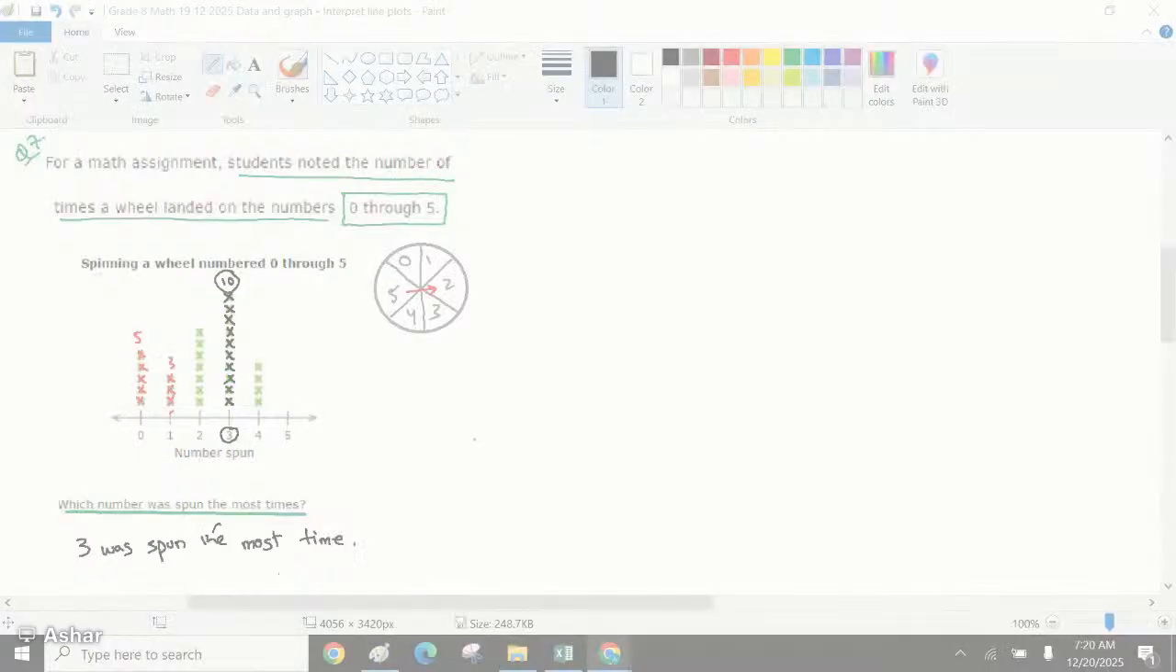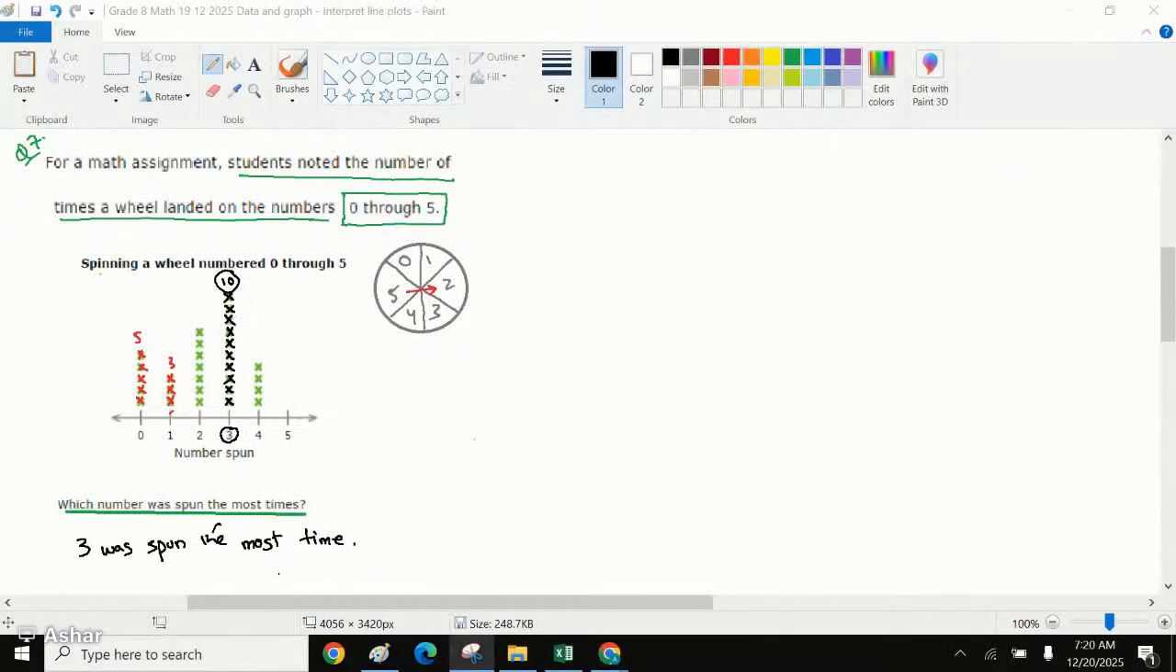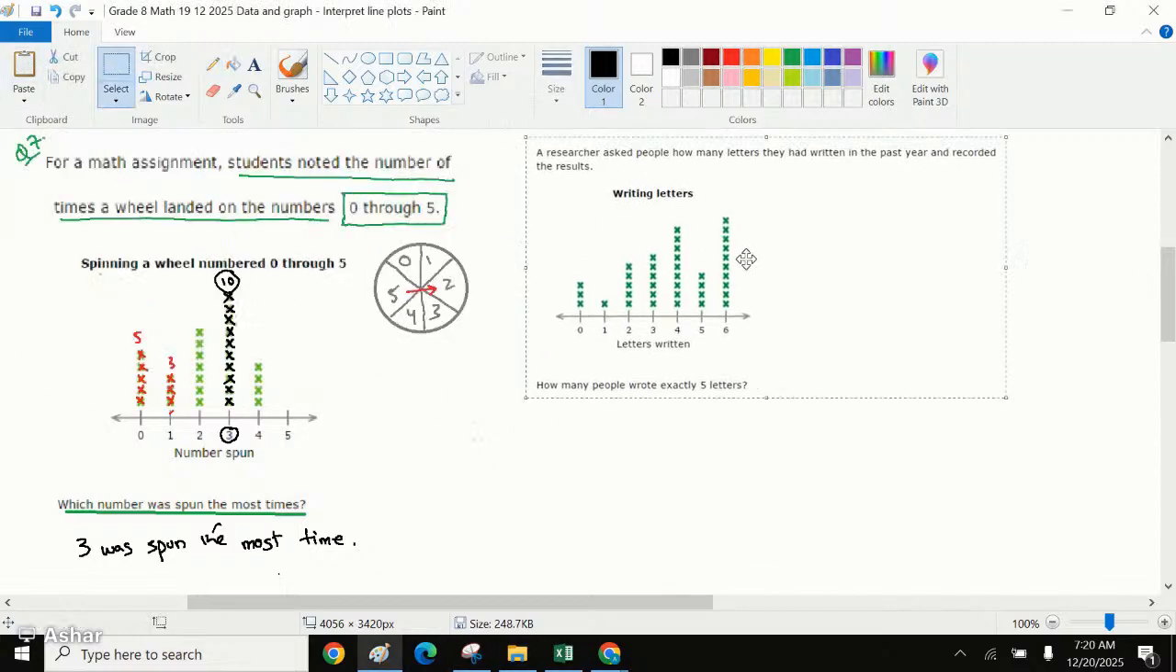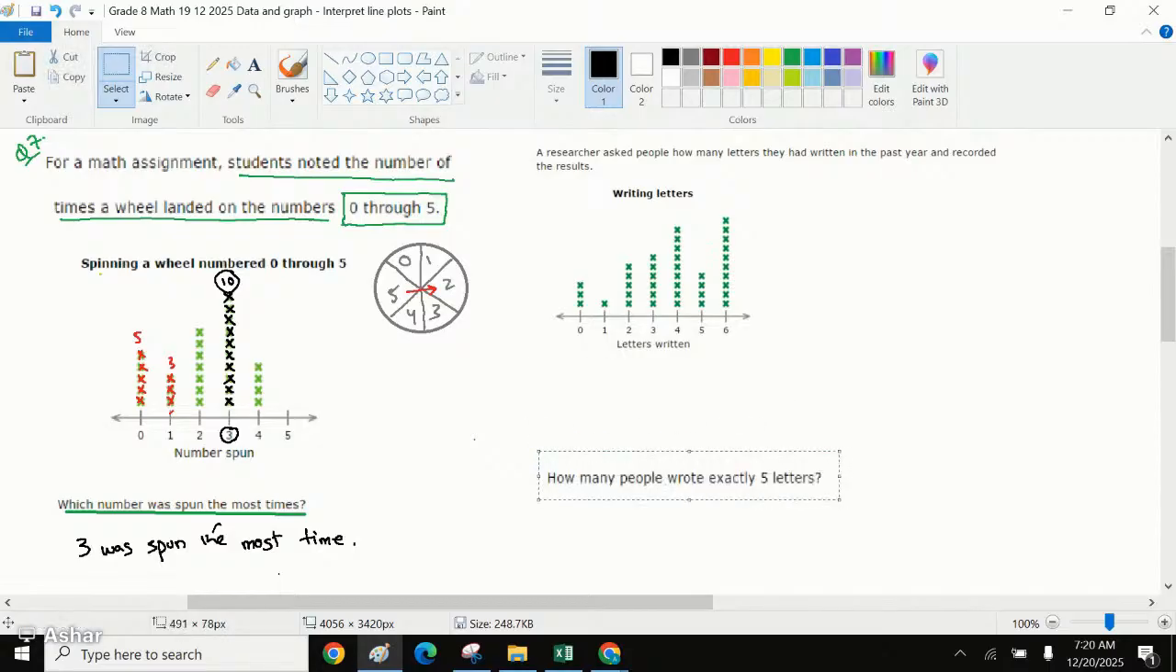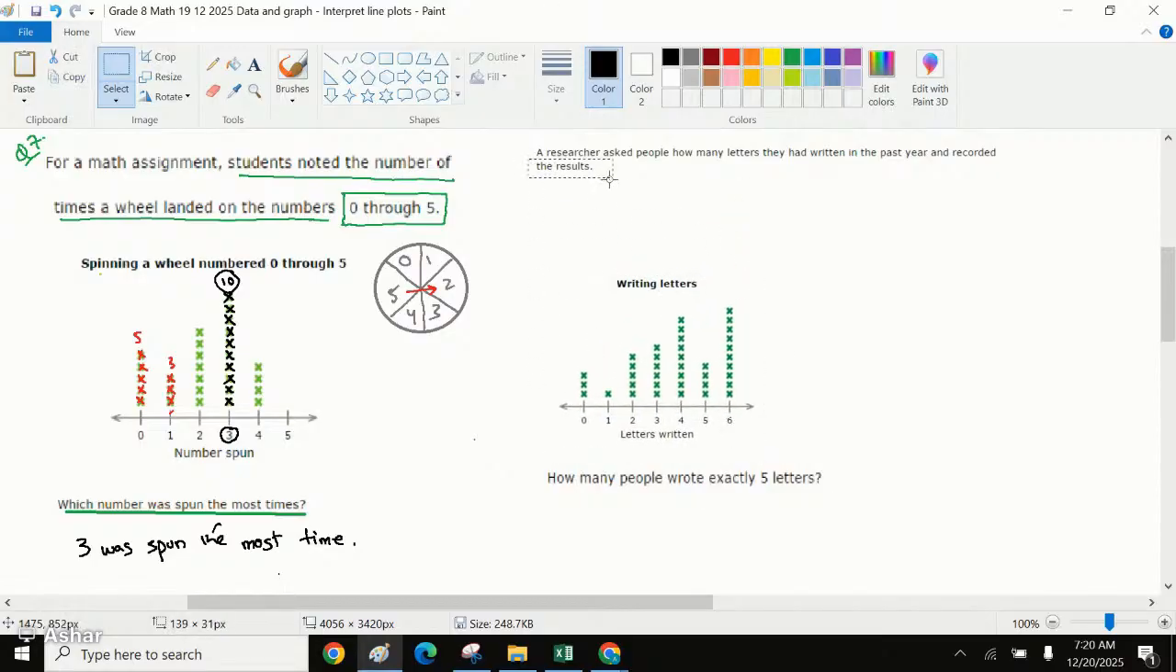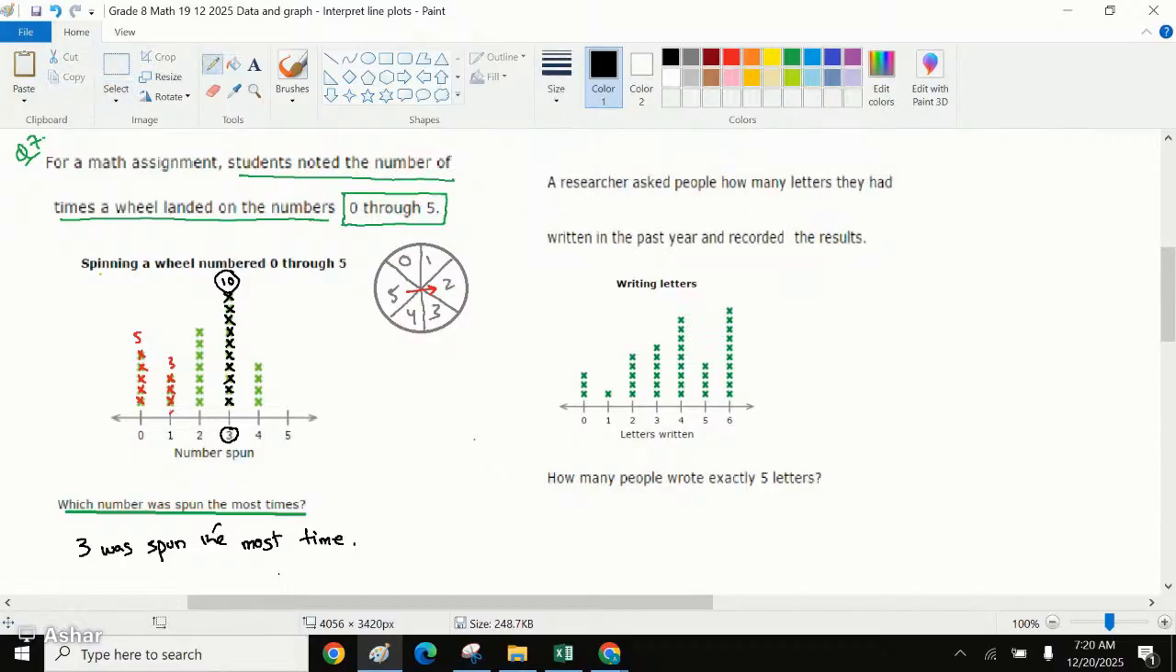Okay, the next question says a researcher asked about letters. Let me just copy the question on the screen. This would be the requirement they have. This is the grid they have. Let's copy this so that it is more readable. Okay, so if this is the question we have, let's suppose this is question number 8, because the previous one was 7.